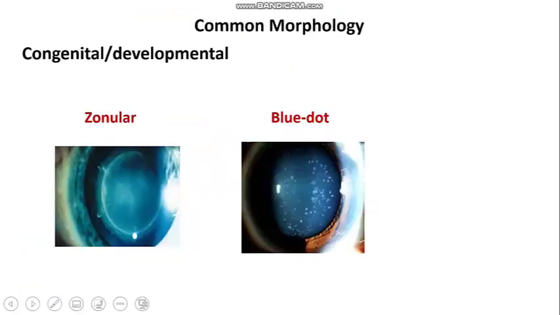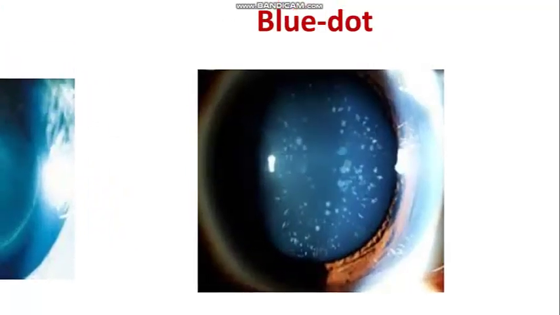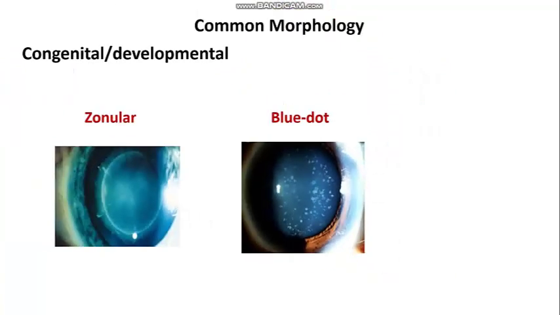Okay, let us see morphologies in the child. Blue dot cataract: the cataract looks like dots, and the color is blue. That is the most common morphology in congenital cataract, but it does not cause loss of vision. Zonular cataract is another congenital cataract in which the child will have loss of vision, and you can see these projections. These projections are riders and spokes, like a cycle.